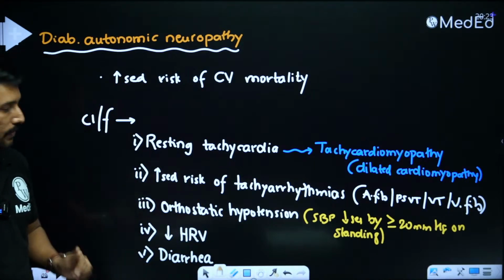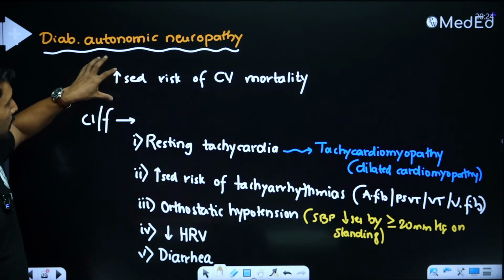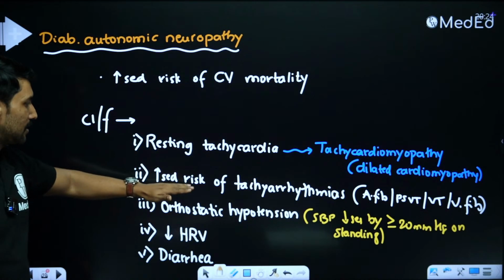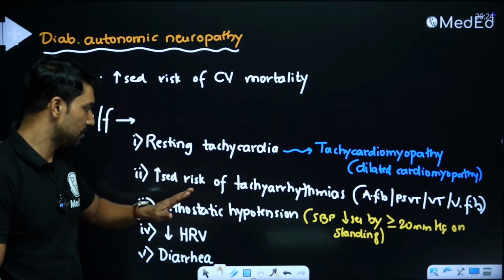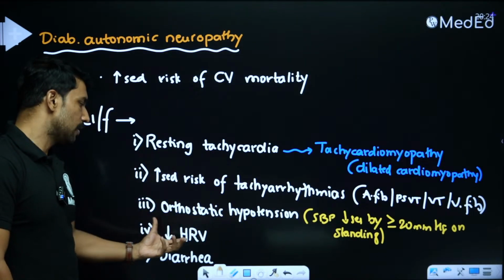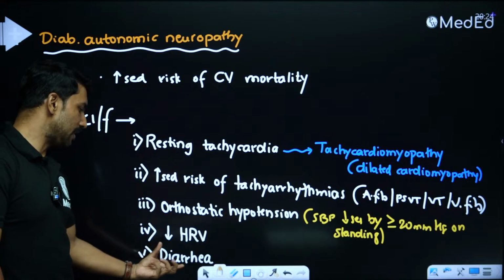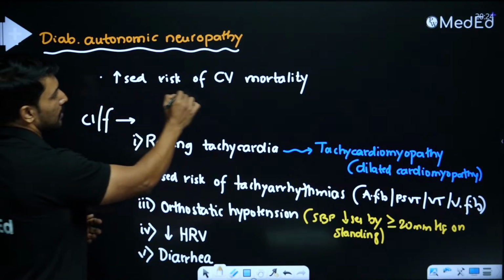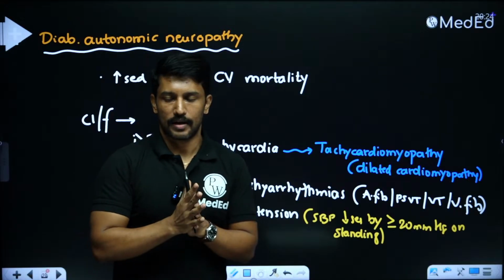Diarrhea as well. So these patients of diabetic autonomic neuropathy may have higher heart rate, increased risk of tachyarrhythmias, orthostatic hypotension, decreased heart rate variability, and diarrhea. So these first four features put you at increased risk of cardiovascular mortality.